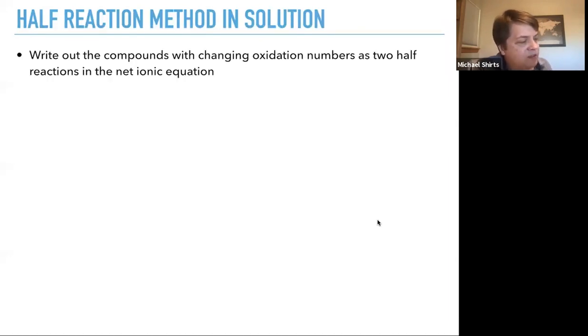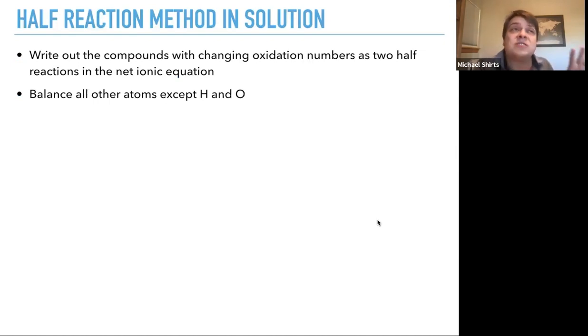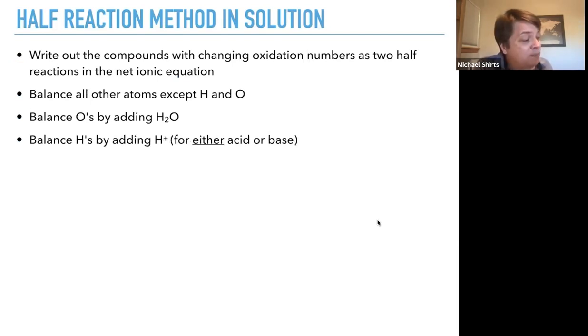So you write out the compounds with changing oxidation number as two half reactions in the net ionic equation, and balance all the other atoms. Frequently, this can be done by inspection because usually there's not many species involved. You could use the algebraic method here if there happens to be several different species that are moving atoms back and forth. And then you balance the oxygens by adding H2O, because H2O frequently does start reacting in these situations. Balance the H's by adding H plus for either acid or base. And we'll get to why you would do this in a basic solution as well.